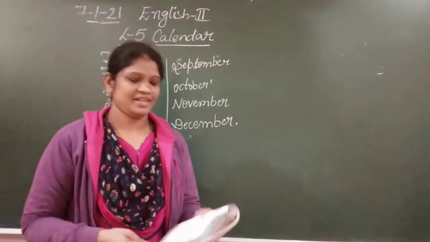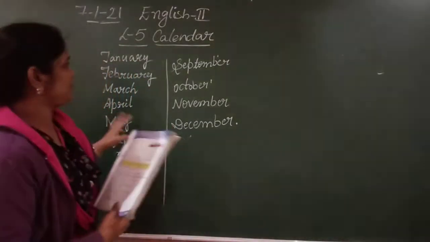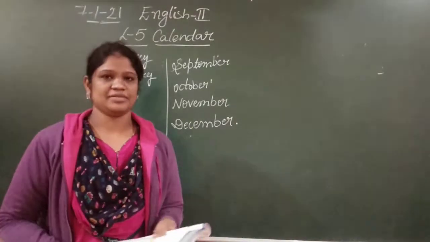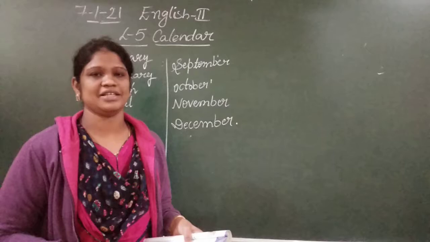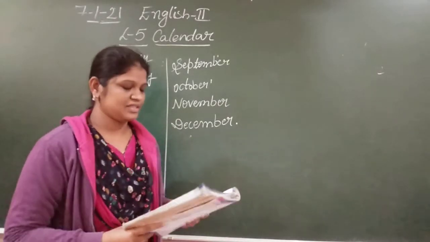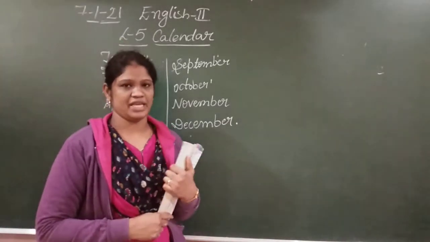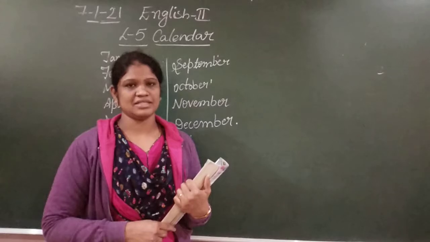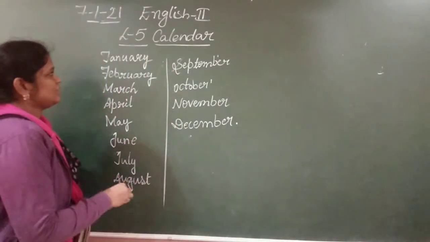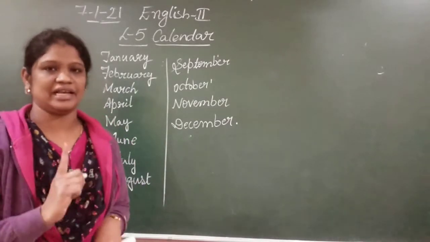Hello children, today again we move on to the next lesson, lesson number 5, calendar. It's very small, children. So calendar, have you seen a calendar anywhere, children? Yes, we hang it up in our houses, right? Calendar shows us days and weeks. Months, weeks and days. See, a calendar has 12 months. 12 months in a year.